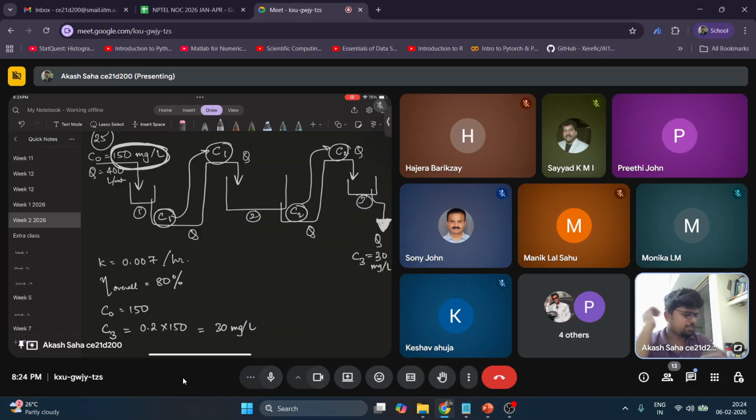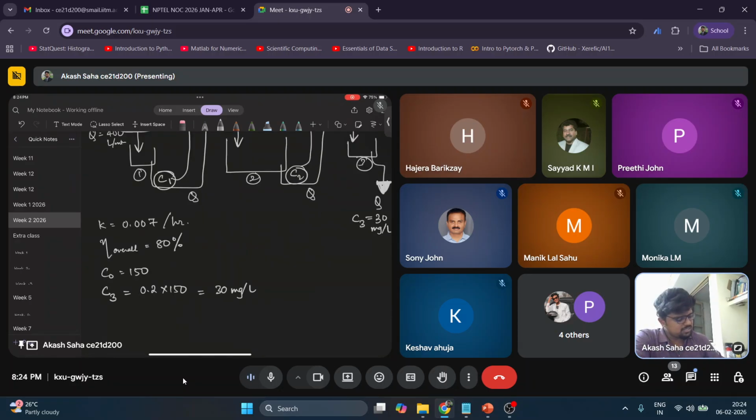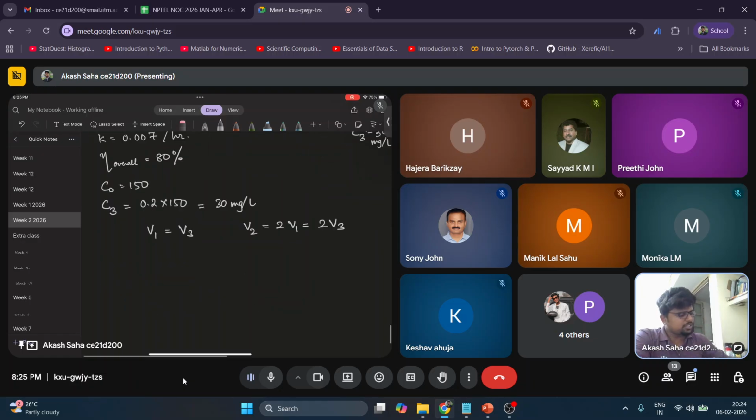Yes, please. Okay. The other information that is given is that volume 1 is equal to volume 3, and volume 2 is twice of volume 1 or twice of volume 3. So this is another piece of information that is given. Now let's solve the problem.